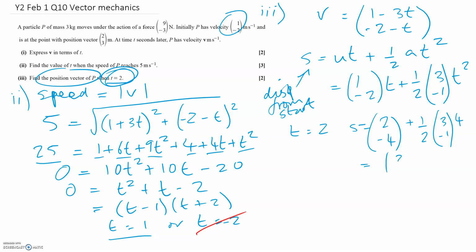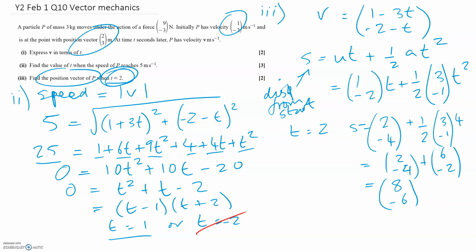So it's actually 2 minus 4 plus 6 minus 2, I think. Just double that vector there, and so that will be 8 minus 6. That's the displacement from the start. But then you have to bear in mind that we didn't actually start from 0, 0. Instead, we started at the position vector 2, 3.